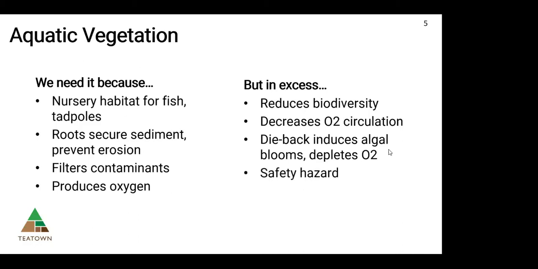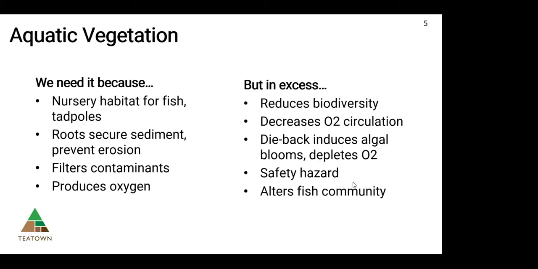It can also become a safety hazard and become unsuitable for recreation. There have been reports of people drowning due to excess plant growth. It can obviously get stuck in your boat motors and clog water pipes. And then it can also alter the fish community.